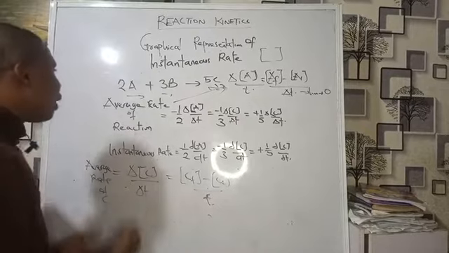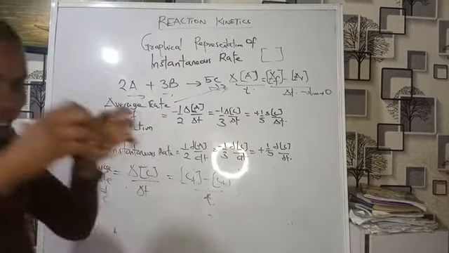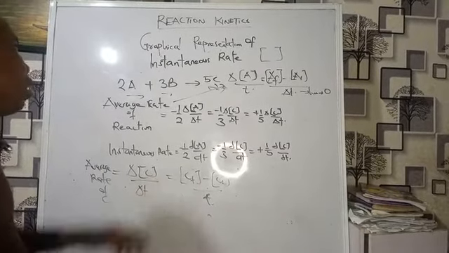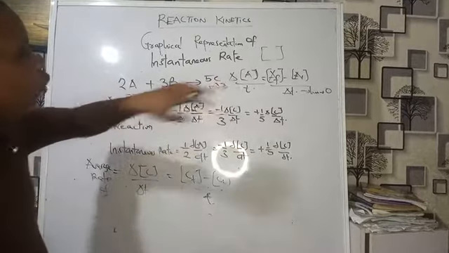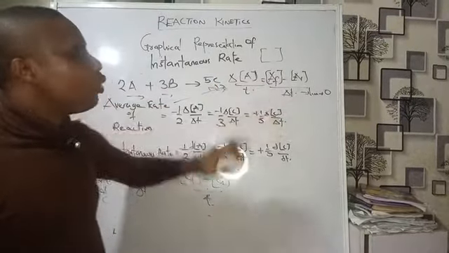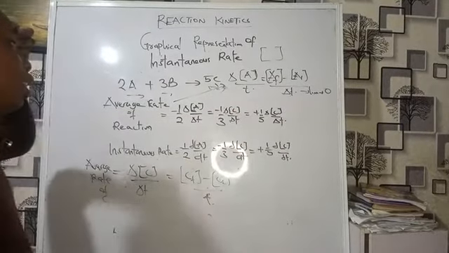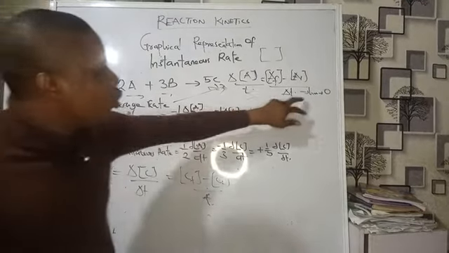Now, the second aspect of rate is instantaneous rate. When you say instantaneous rate, we mean at an instant, at a particular time. So as we wrote here, the average rate of A is the quantity of A final minus quantity of A initial, divided by time. Do you understand?